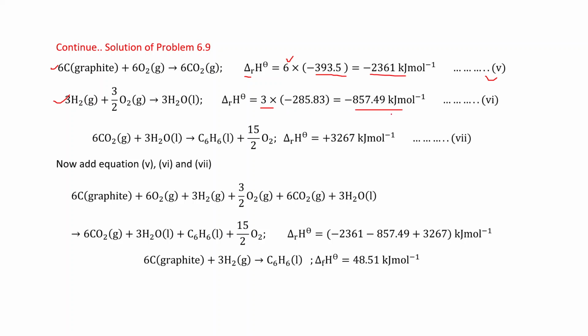When equation 2 is reversed, now when we write it in the reverse form, this benzene will come on the product side, and when we reverse the equation there is no change in the magnitude, but the sign of the enthalpy changes. Okay, now add equations 5, 6 and 7. During this addition we can write the reactants of all these equations first, then after the arrow mark we will write the products of all these reactions. Then any species that is common, we will cancel out.